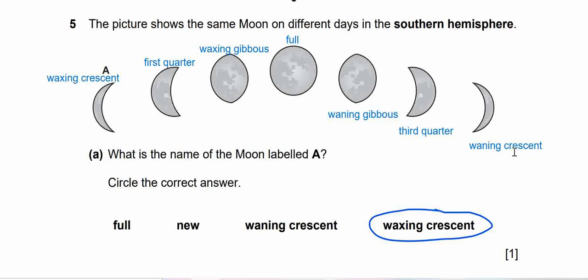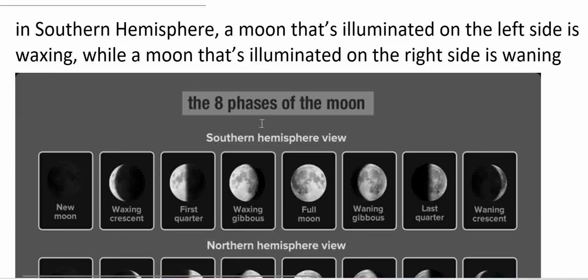Let's take a look at the picture more closely. Here we go. We have the southern hemisphere. In the southern hemisphere, a moon that is illuminated on the left side is waxing, or the moon that is illuminated on the right side is waning. So there's a thing to remember: South is left waxing. South left waxing.